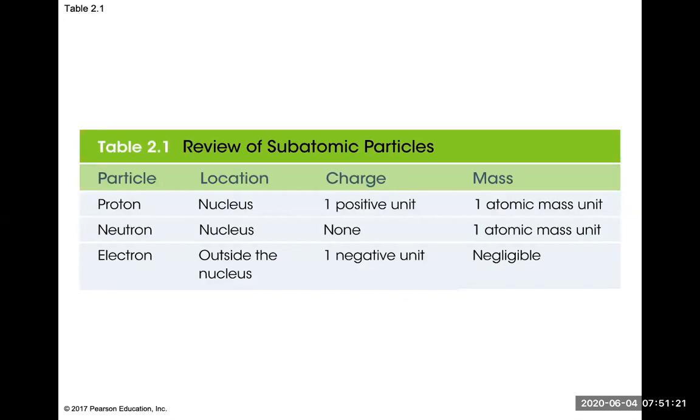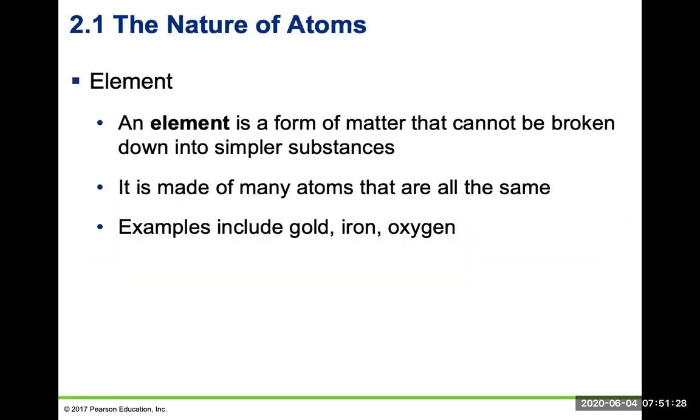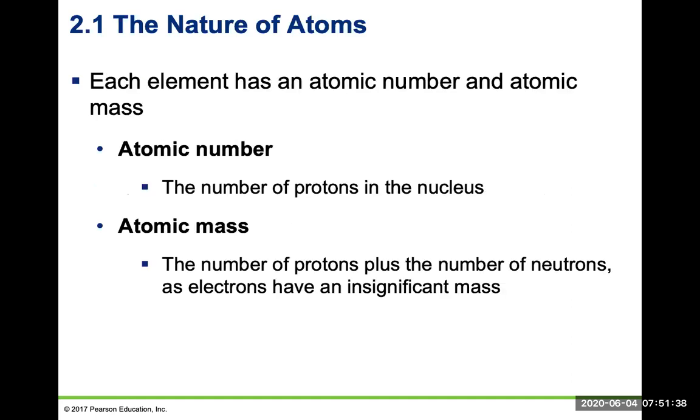This is a review of those subatomic particles, where they're located, their charge, and about how much their mass is. An element is a form of matter that cannot be broken down into simpler substances. It's made of many atoms that are all the same. Examples are gold, iron, and oxygen, and this is where we get into the periodic table. Each element has an atomic number and an atomic mass.